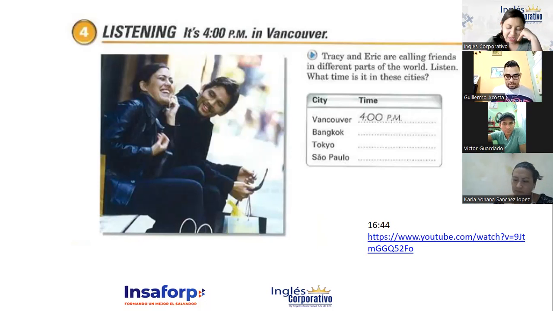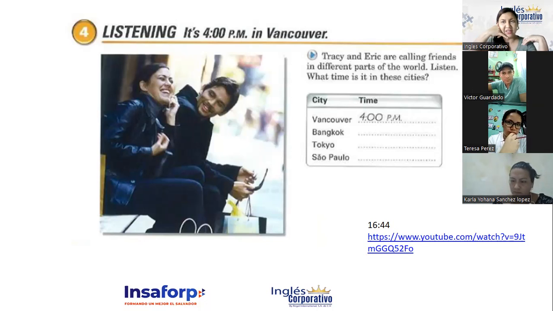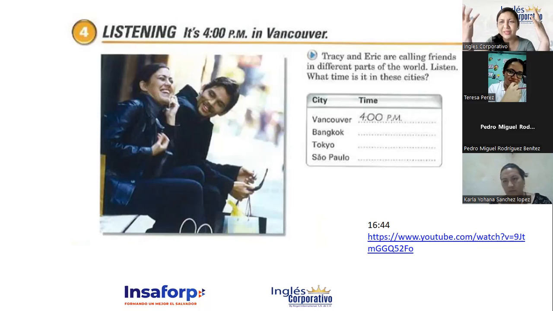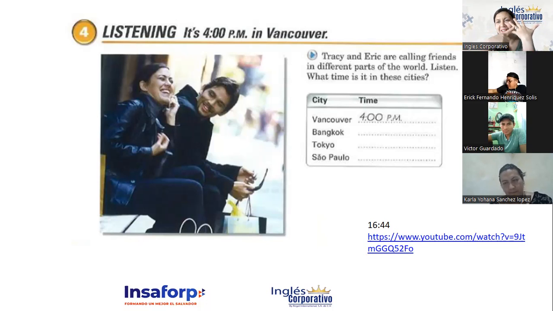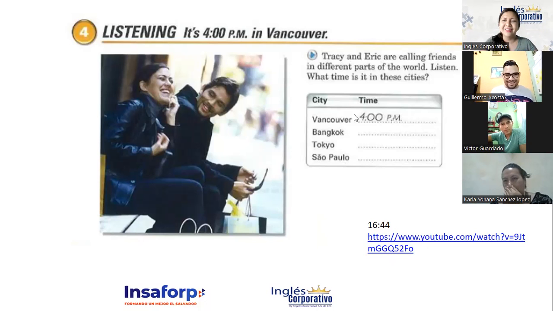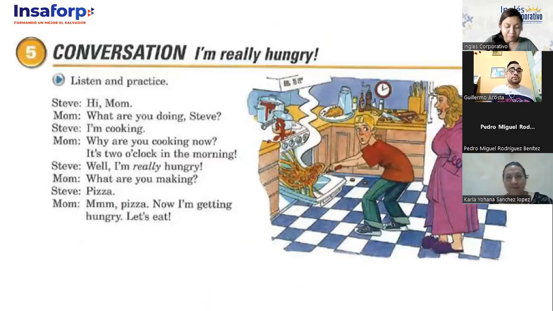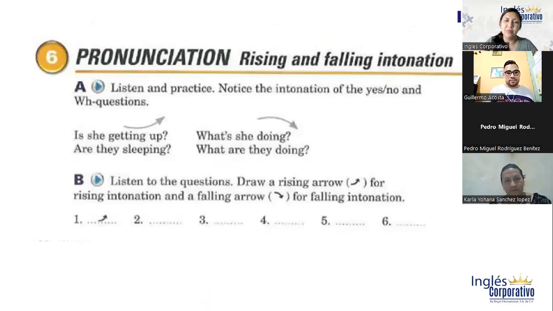She's probably watching television. And why are Tracy and Eric calling their friends? Why are they calling their friends around the world? What is the important information they want to share? They are getting married. At the end of the conversation, they say, we have to tell someone we are getting married. Okay, so that is the first listening exercise. Very good. Now, guys, there is another conversation, but I think we will do it at the end or tomorrow.